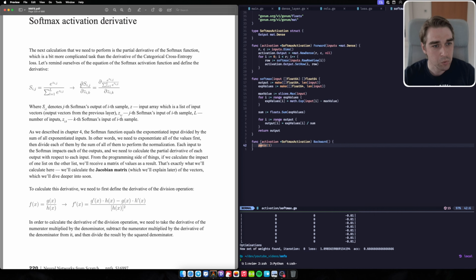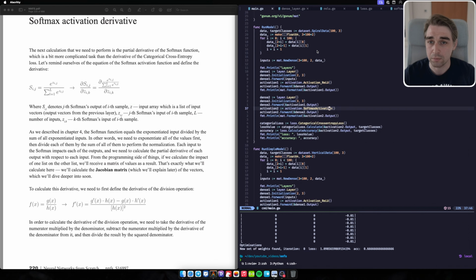And define the derivative. So for this function we're looking for the derivative from this value. This is the function, this is the parameter that we are looking for. S denotes the jth softmax output of the ith sample, so i denotes the sample.